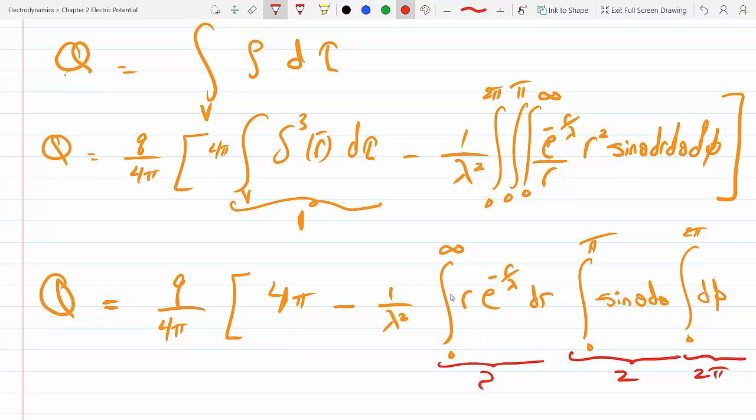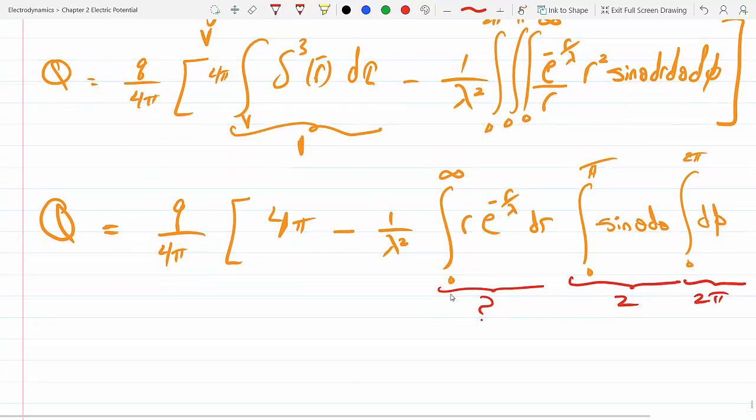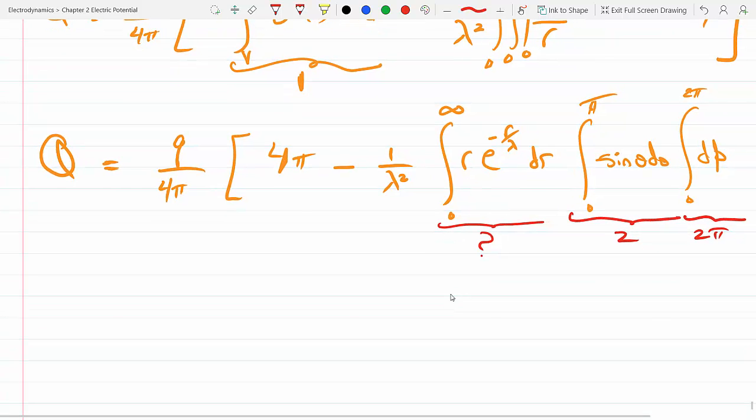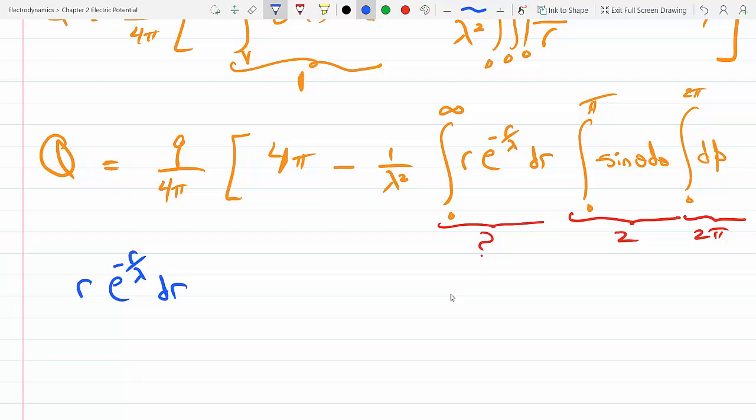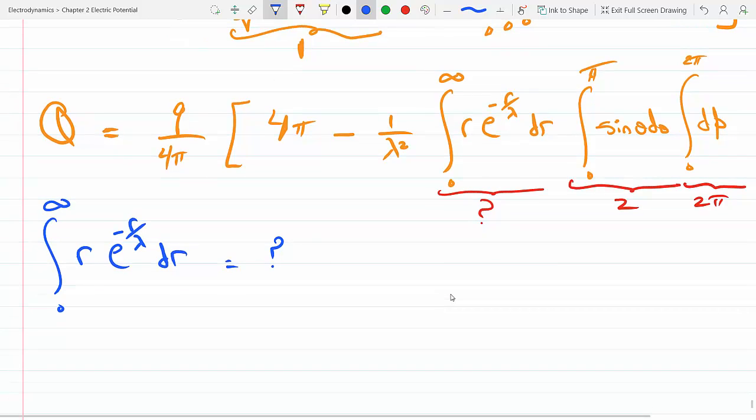Let's check out what this guy is. I'm gonna do this on the side. It's not that much more. I factored out the e. This is going to be integration by parts. Okay, and integration by parts, I'm going to use the tabular method here, it's just quicker. So I'm evaluating now on the side r e to the minus r over lambda dr, from 0 to infinity. So this is going to require integration by parts. I'm going to use the tabular method.